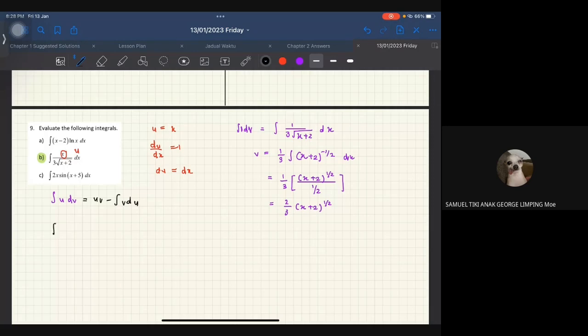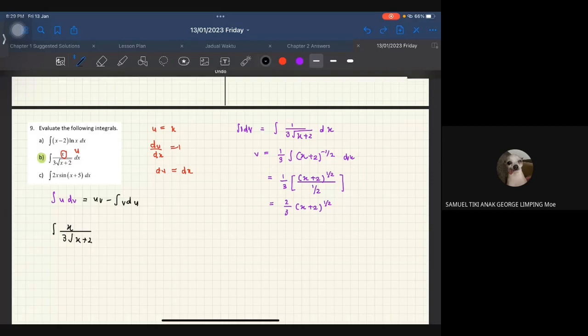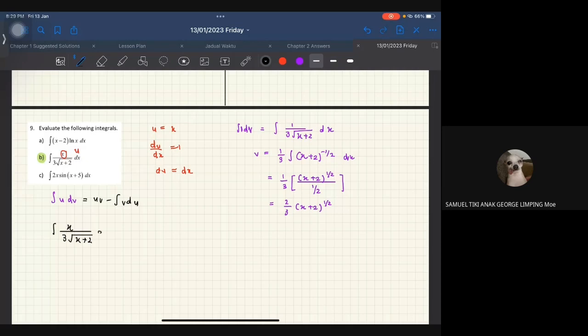So saya ada soalan asal is x over 3 and then I have square root of x plus 2 dx. Tulisan saya. Okay, and then equals to, so kita nak UV. So U adalah X. Right, and then V yang mana satu? V is this one, everything over here. Okay, so saya copy sahaja. And then I paste it over here.